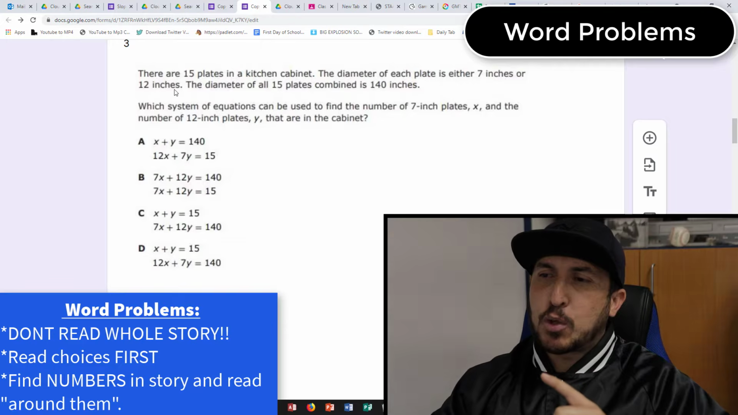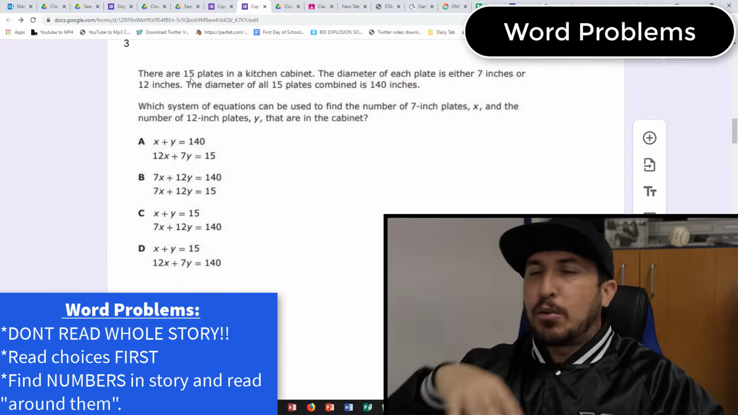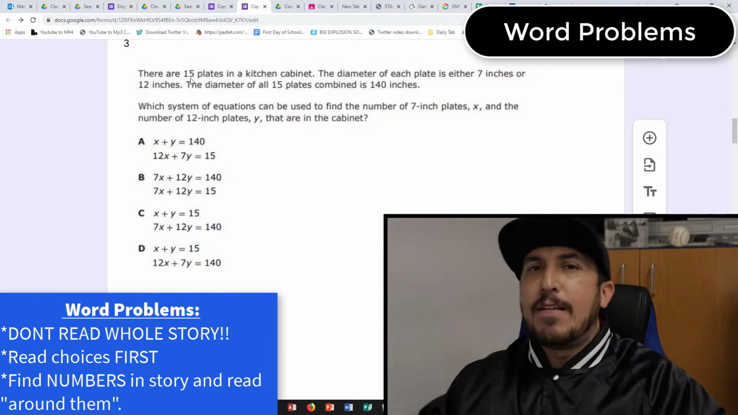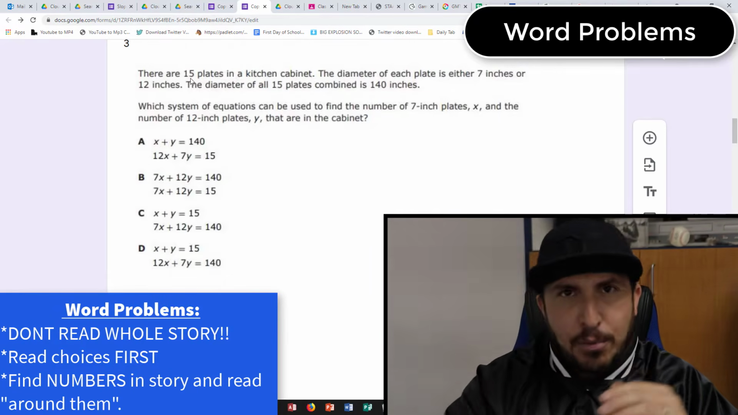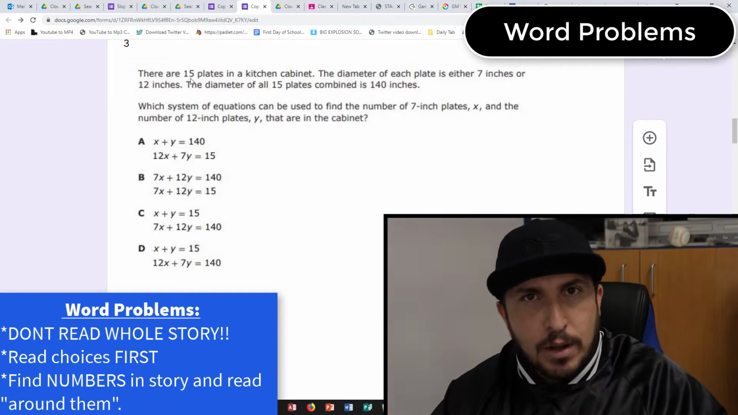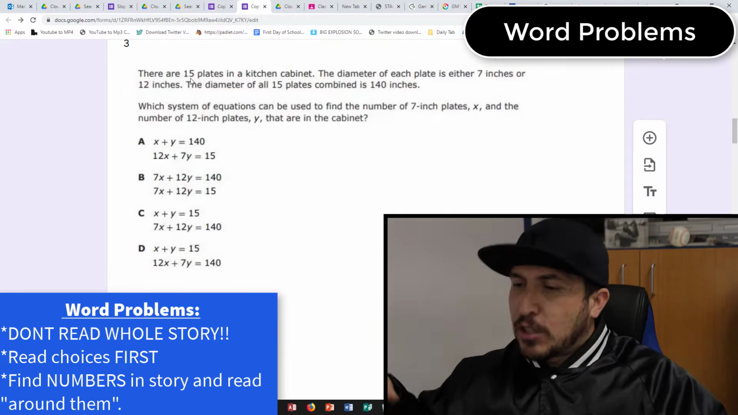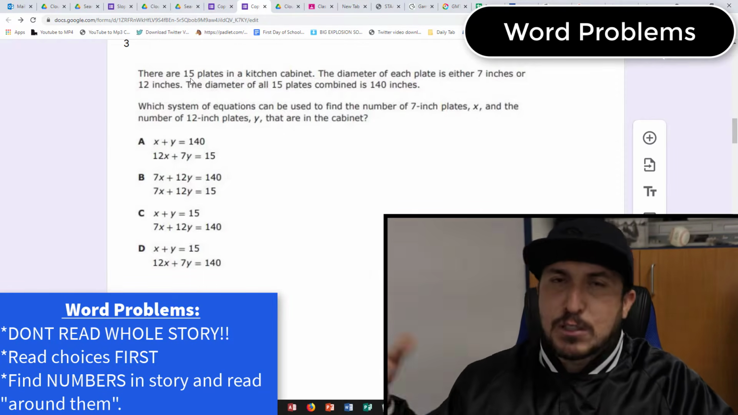The 7 and the 12, they gave them back to back. They said 7 or 12. So if they give the numbers back to back like that, the first number is an x, the second number is a y. What's the first number that they gave us? 7. What's the second number that they gave us? 12. So it's going to be 7x, 12y. And the 15 is the whole. So I'm looking for 7x, 12y equals 15.